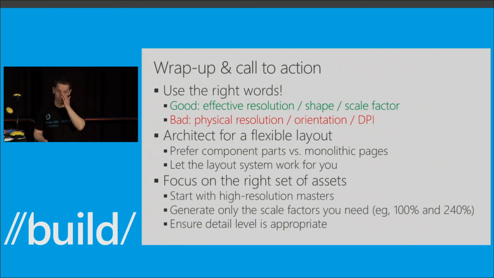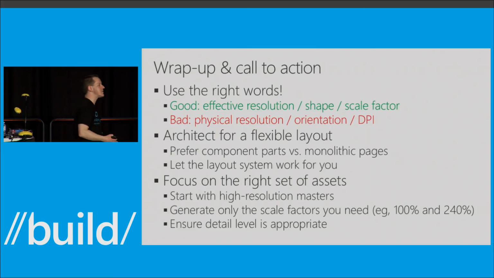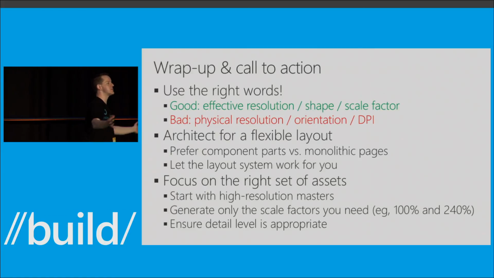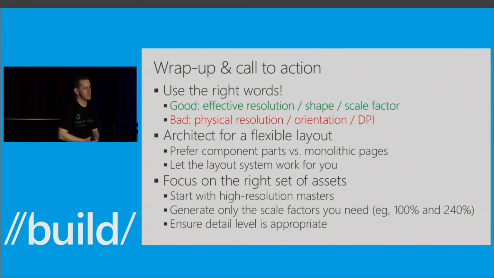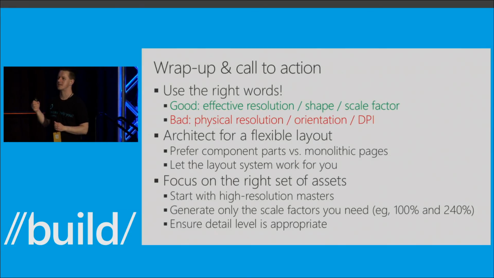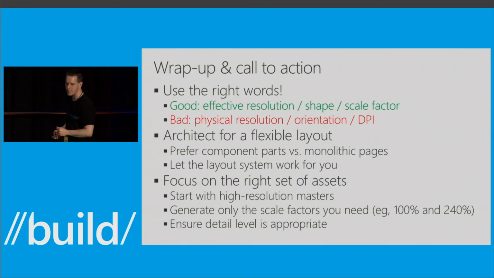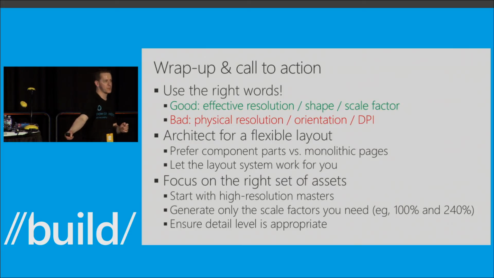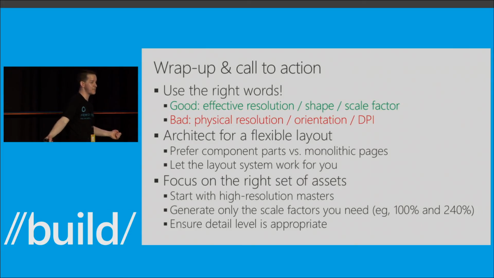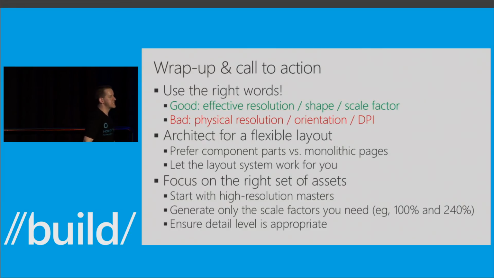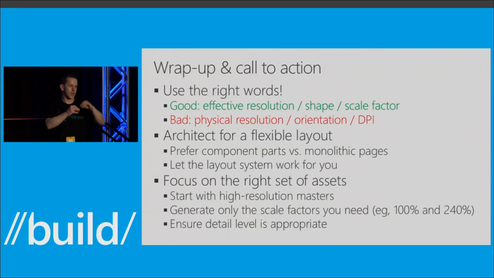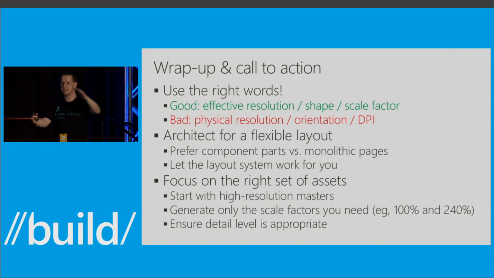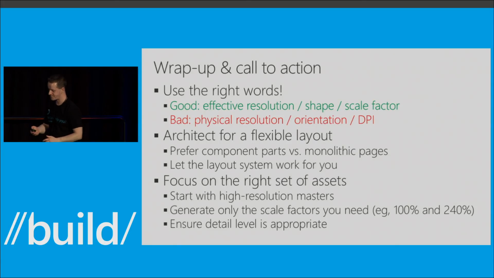And then finally, when we come to assets, focus on the right set. Not every possible asset, but the right set of assets. We start with high-quality masters, either as vectors or as very high-resolution bitmaps. We generate only the assets we need. We don't generate every possible copy of a particular asset and then realize that we wasted our time. And we ensure our detail level is correct, so we don't have low-detail, huge, blurry, awful pictures, and we don't have high-detail, small, blurry, awful pictures.